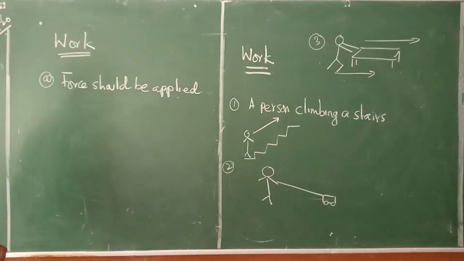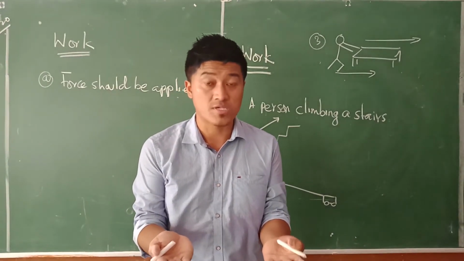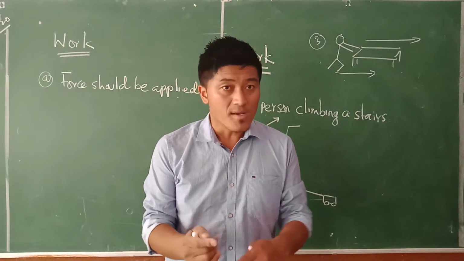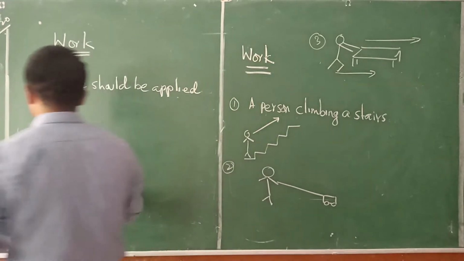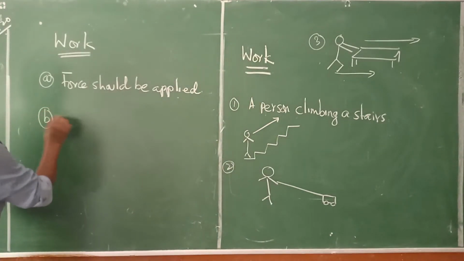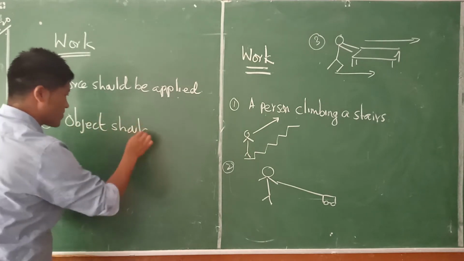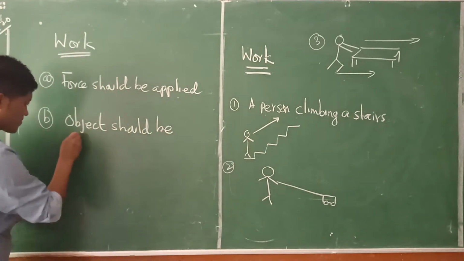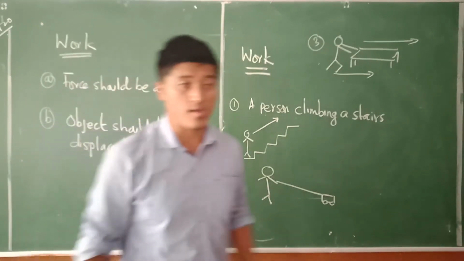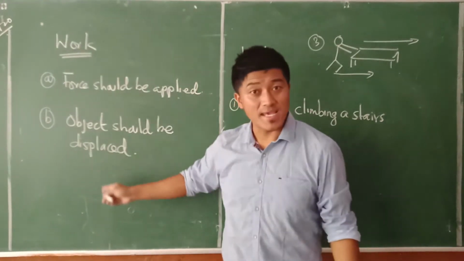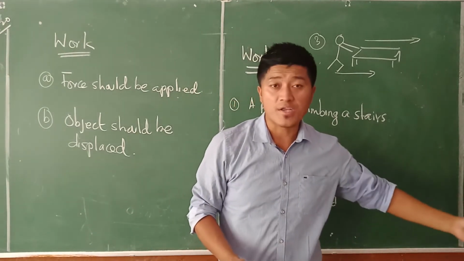Okay? And even in the case of the previous one also, right? A person who is holding a block, he is also applying some force. Yes, that is also work. But it also has to satisfy the second important point also. That is, the second important point is the object should be displaced. That means the object should be moving from one position to another position.